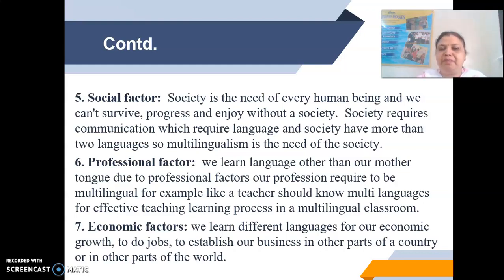Professional factor. We learn languages other than our mother tongue due to professional factors. Our profession requires us to be multilingual, for example, a teacher. She should know multiple languages for an effective teaching-learning process in a multilingual classroom. Then only she will be able to cater to the needs of students belonging to different language groups.